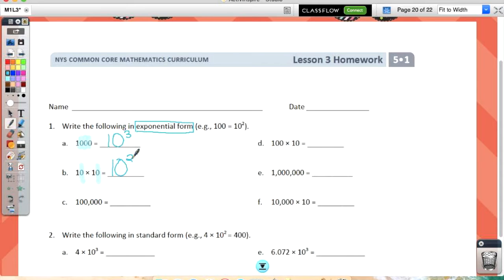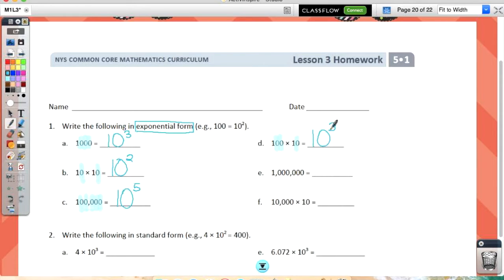Okay? C. So I'm going to highlight. How many zeros did I highlight? 5. So it's 10 to the fifth power. Good job on that vocabulary. Okay? So D. Let's highlight again. 1, 2, 3. What do we got? 10 to the third power. 10 to the third power.